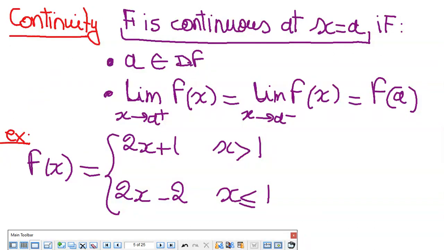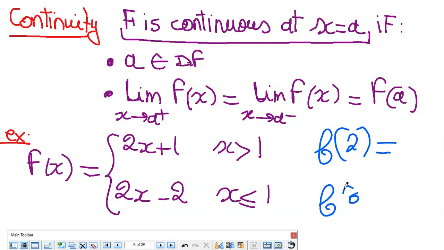Let's do an example. I have the function f of x equal to x plus 1 for x bigger than 1. It means if I have a value greater than 1, I'm going to replace it here. If I say, for example, f of 2, where are we going to calculate f of 2? I will check where 2 is. 2 is bigger than 1, so I will replace it here. So f of 2 gives me 5. If I'm asking you to find f of 0, 0 is less than 1, so I will replace it in the other part, and it gives me minus 2.